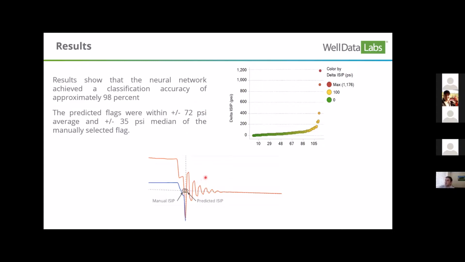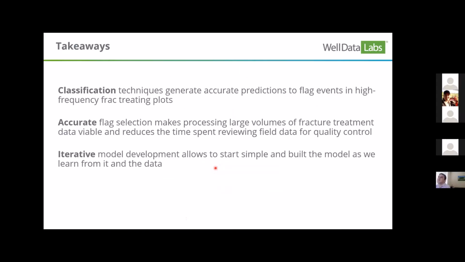So we were happy with how the algorithm performed, how the neural network performed, and how the model basically performed while we were offering this. So some takeaways from this project: classification techniques generate accurate predictions to flag events in high-frequency fracture impulse data. So this is very important.